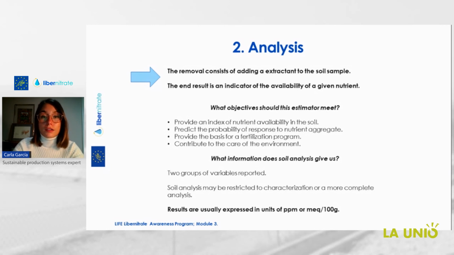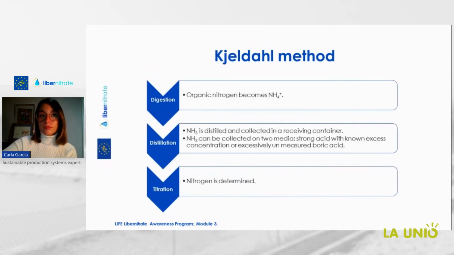Once the soil sample has been analyzed, the laboratory informs us of the result. We could say that we have two groups of variables reported in a soil analysis: variables that estimate the availability of nutrients in the soil, and variables that estimate the productive quality of our soil. A widely used method for total nitrogen determination is Kjeldahl. The method is based on the digestion and distillation of nitrogenous compounds from a soil sample at high temperatures.